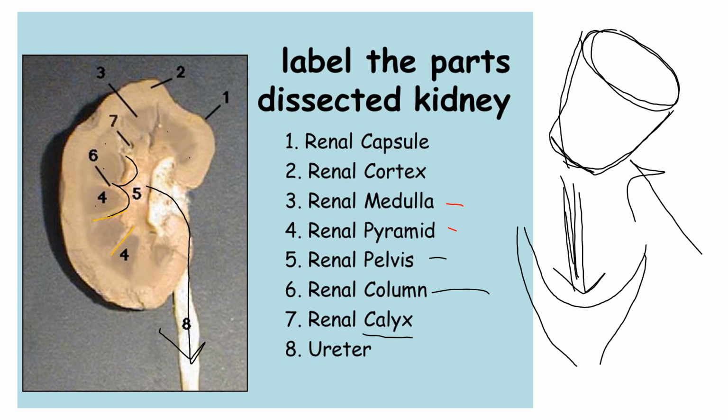Okay, now the renal column, which is here, is just this area between the pyramids. Let me try and highlight that a little bit better. So it's this area between the pyramids. It's a column of tissue in the medulla that's between these pyramids. It's not something we dwell on too much.